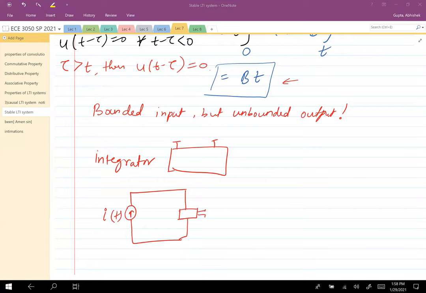Someone has written feedback. Okay. Yeah, feedback. Well, this is not a controls class, so I can't really use feedback here. What do you think happens in a battery?